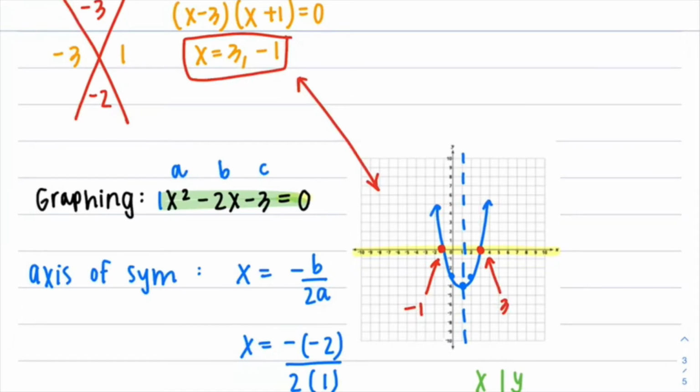And you're saying, well, Miss K, factoring is a lot quicker. And it is, you're right. But again, you do want to know how to graph because not every problem can be factored. And so again, that's what we want to make sure that we understand.